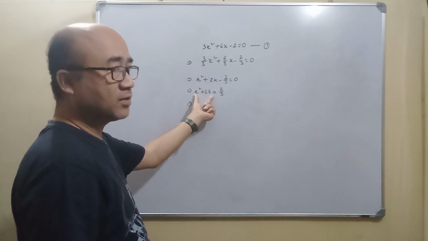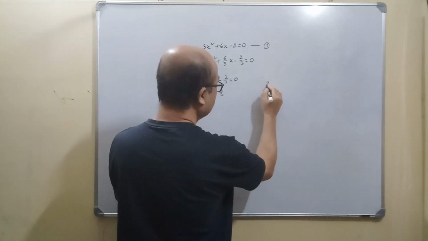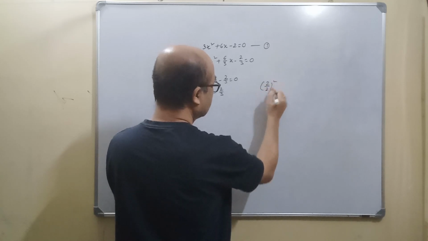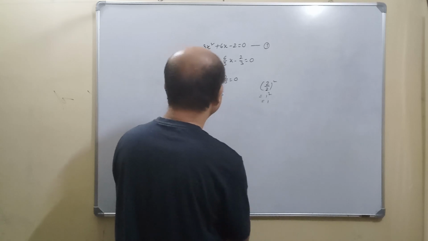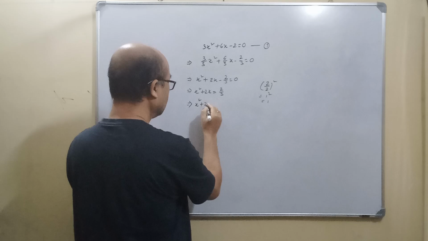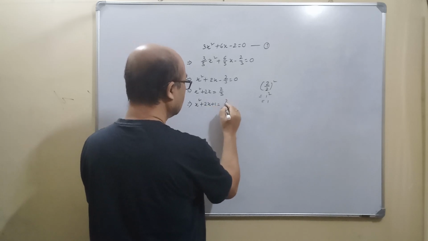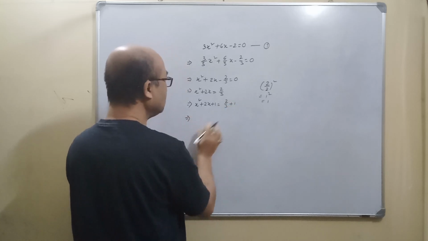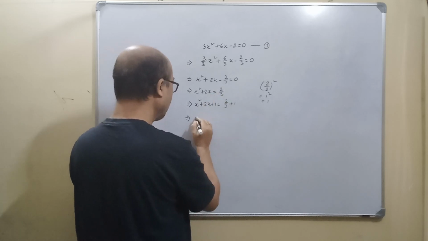So we will make it a perfect square. How? We will divide the coefficient of x by 2 and square it. So it is 1 square, which is equal to 1. So we need to add 1 to both sides. x square plus 2x plus 1 is 2 by 3 plus 1. We are adding 1 to both sides so that the equation remains same.